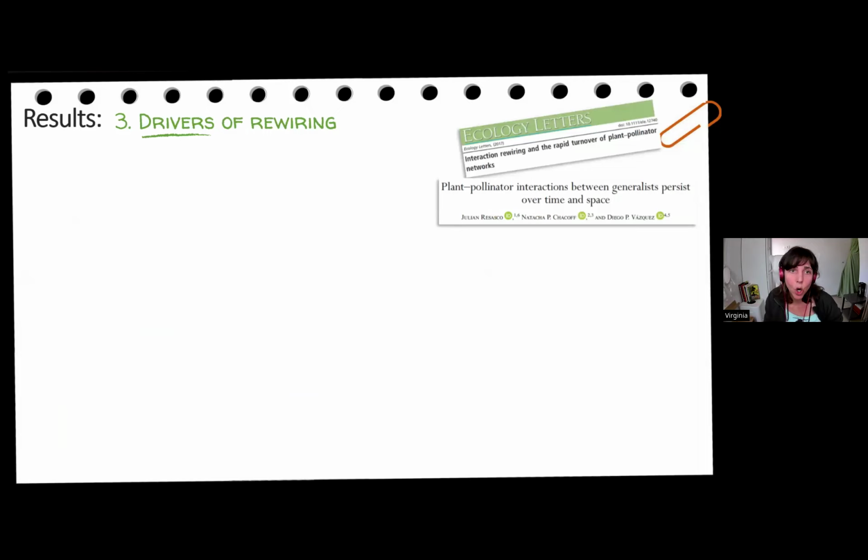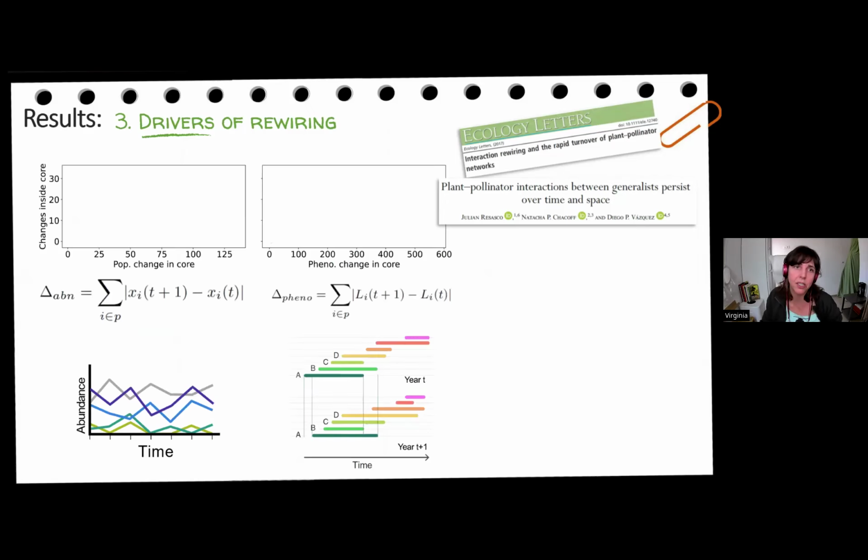And lastly, given the critical role of rewiring among permanent species, we delve deeper into these interaction changes. To better understand the underlying drivers, we explore to what extent the observed interaction changes are due to either changes in species abundances or changes in their phenology, because previous studies suggest these are important. And basically that's what we did.